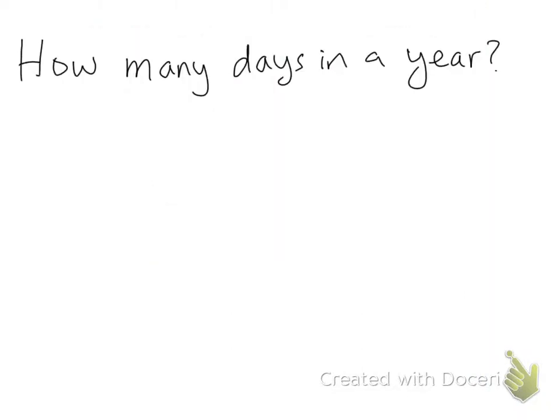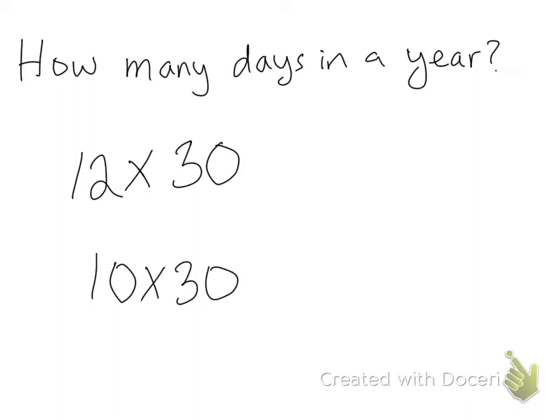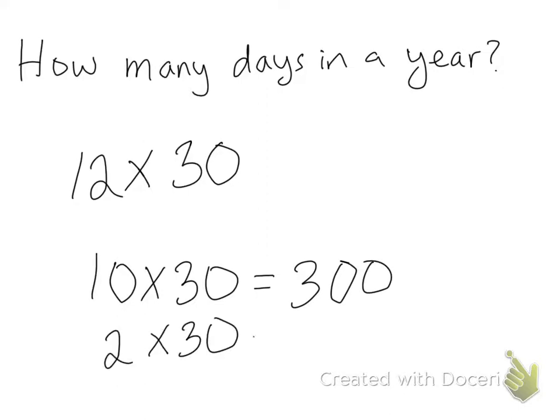All right, so how many days are there in a year? Well, I know that there are about 30 days in each month, and I know that there are 12 months in a year. So I can multiply these numbers together, and I want to find 12 groups of 30. I can do this by first finding 10 groups of 30, which we know is 300, and then finding 2 more groups of 30. So 10 groups of 30 is 300, and 2 groups of 30 equals 60. So each year has about 360 days in it.